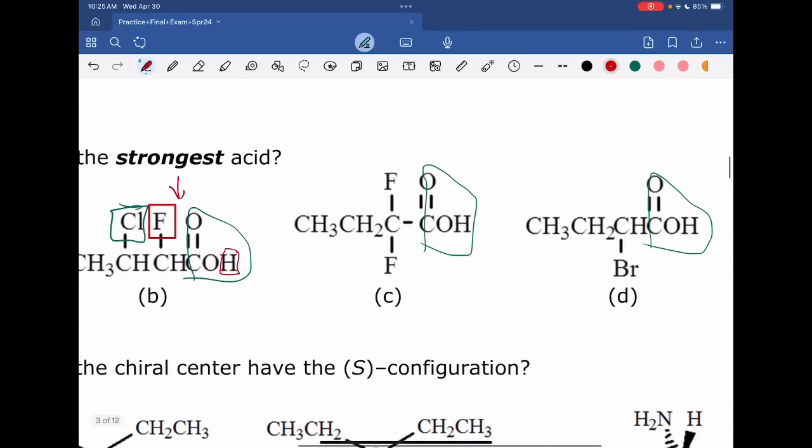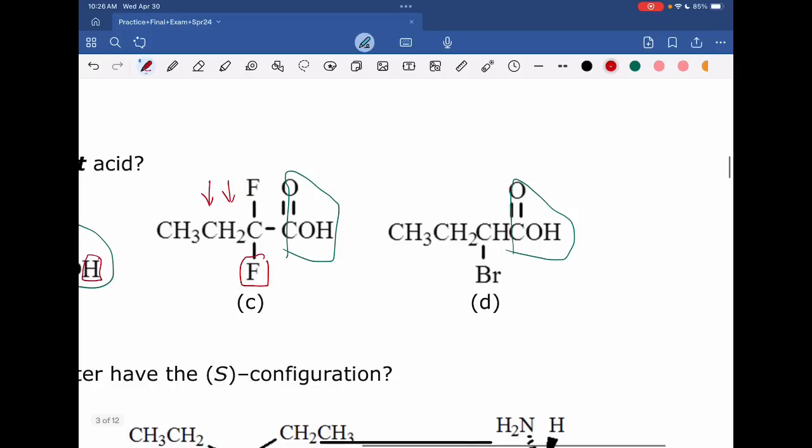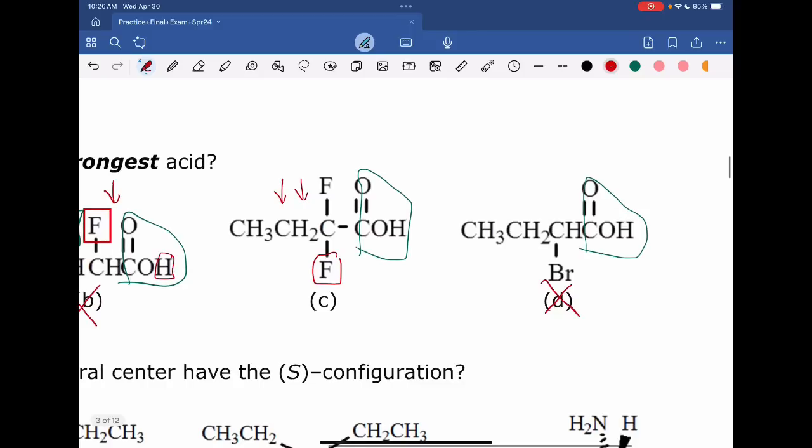Okay, C, they took out this chlorine, and they instead put another F here. So C is for sure more acidic than B. So let's eliminate B now. D has a bromine, so not really. D has a bromine, so it doesn't make sense also. C has to be the most acidic one because it's got 2 fluorines close to that acidic H.